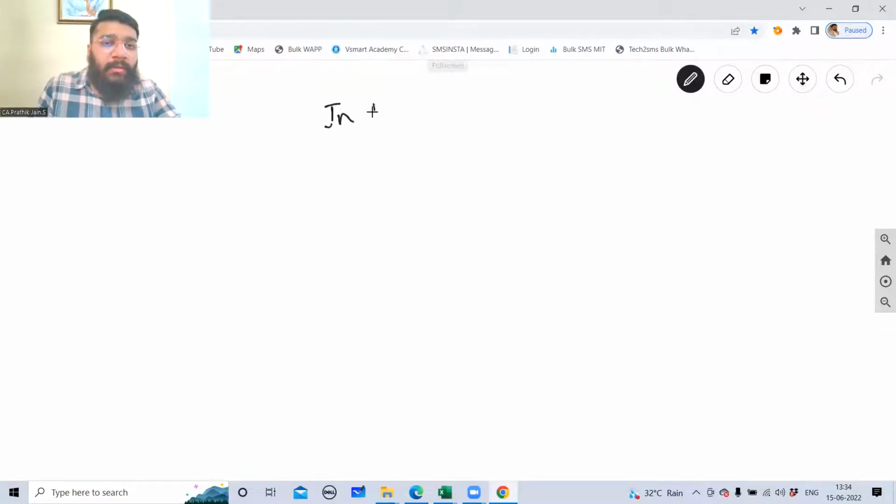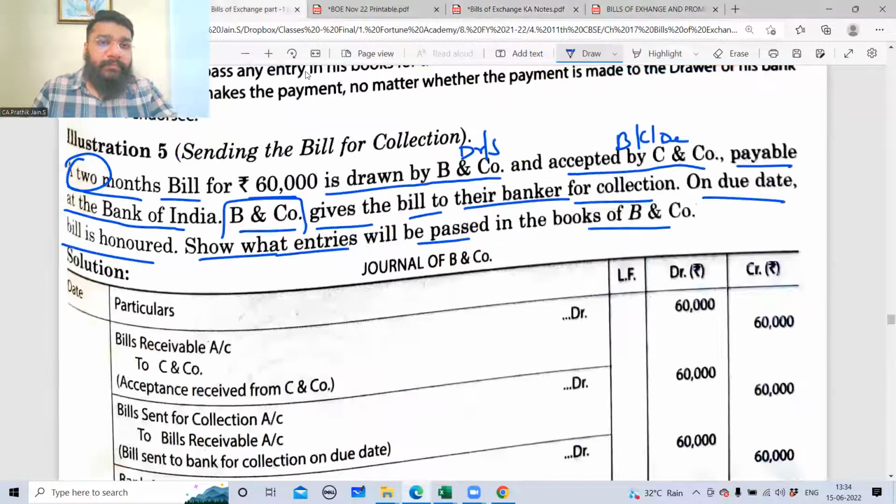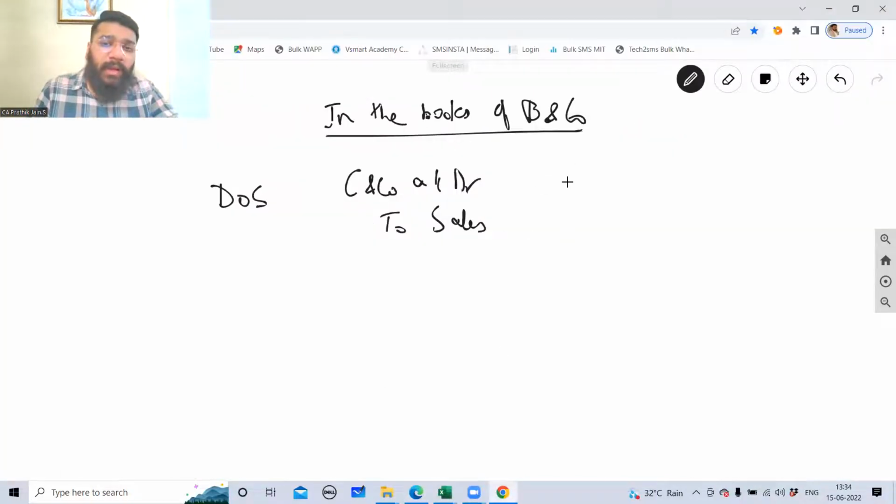So in the books of B and Co, on the date of sale, what will be the entry? C and Co account debit to sales. It is worth 60,000. Are you supposed to record this entry in the exam? No, this is only for your knowledge.